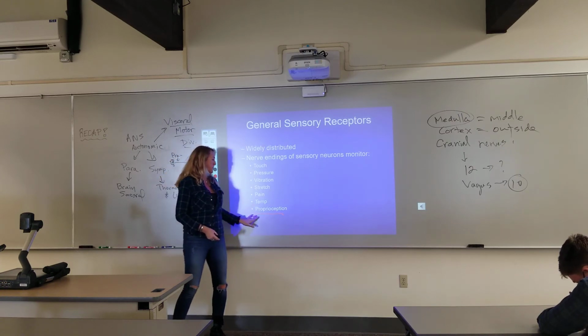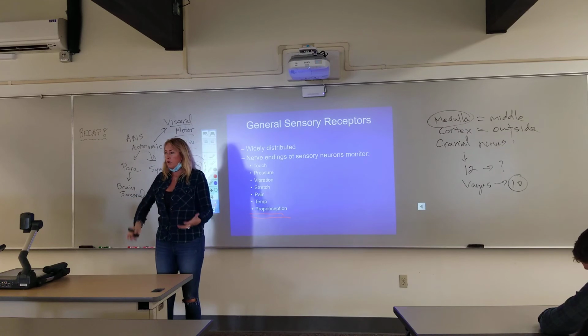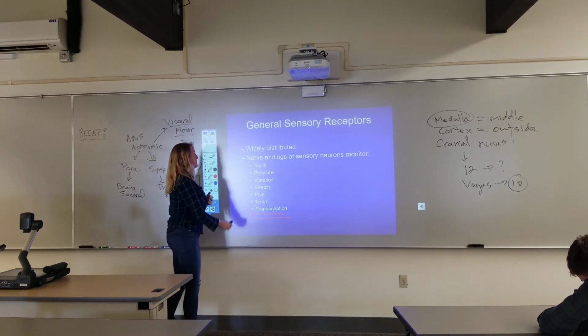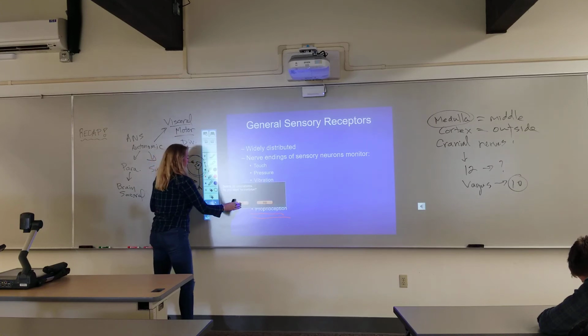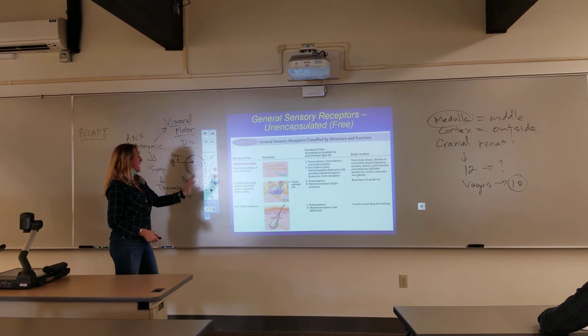And we've talked about proprioception, right? Stretch out of the muscles and the tendons so you know where your parts are in space, where your body position is, basically. Those are all general sensory receptors. And there's a whole bunch of different types out in your skin.